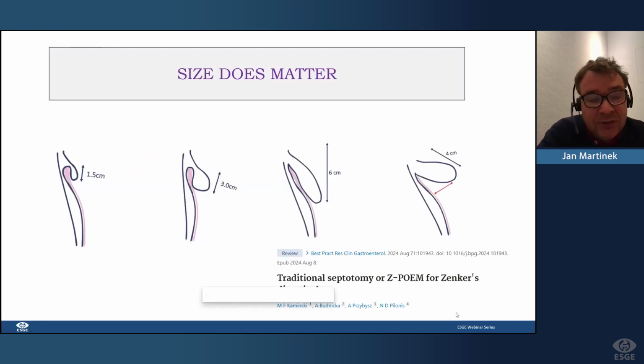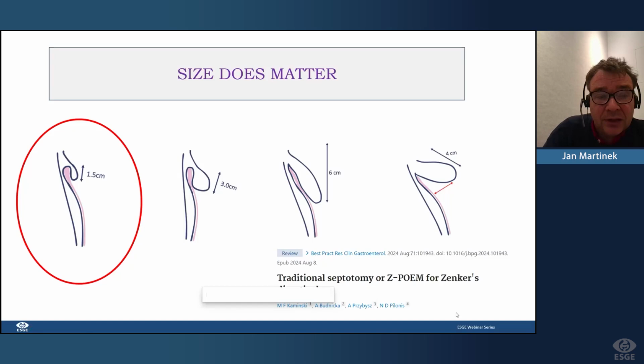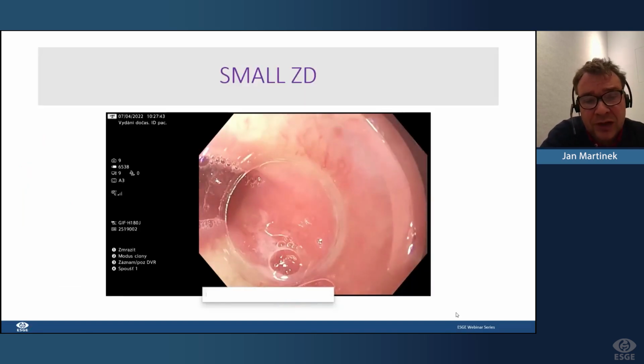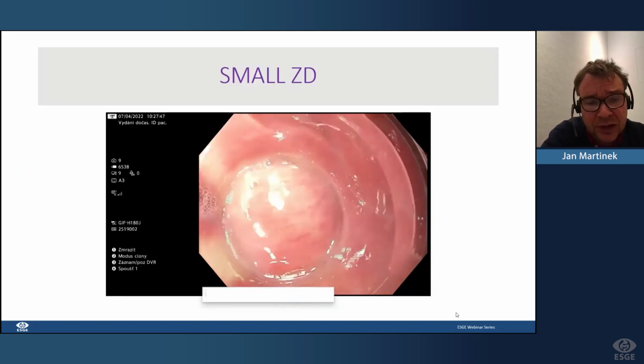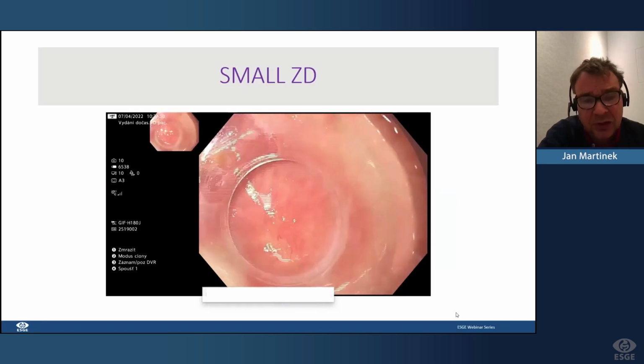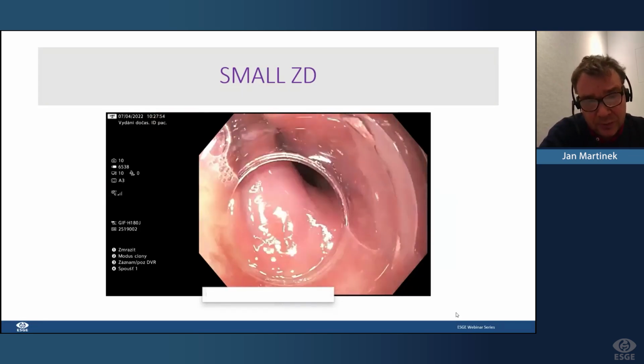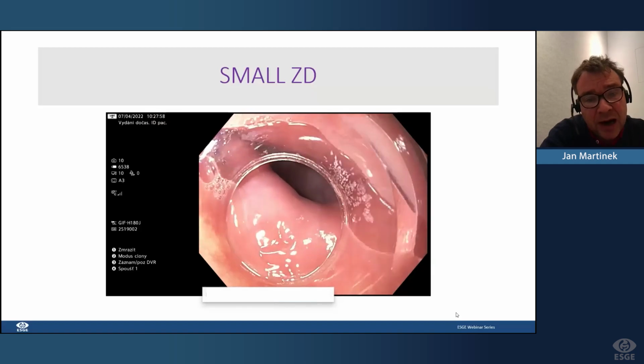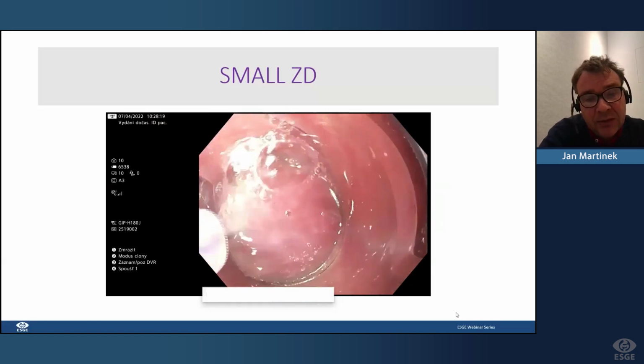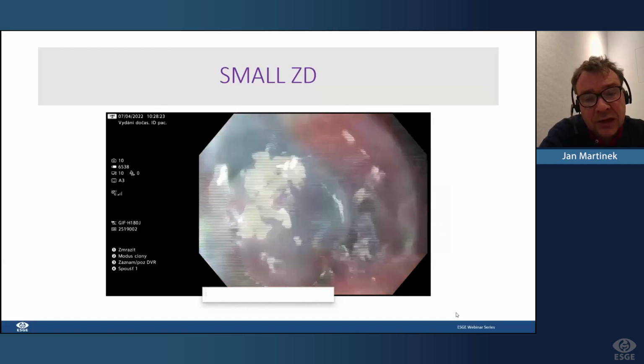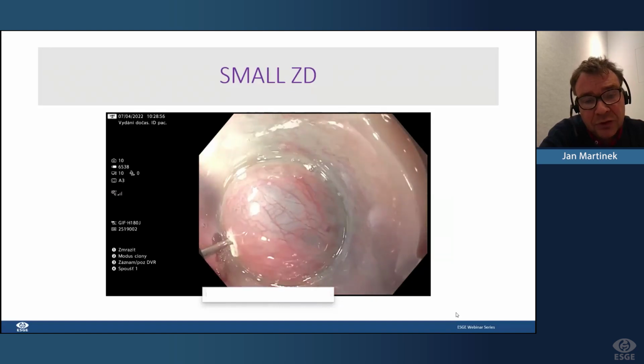What is important in my view is the size of the diverticulum, because we have a small diverticulum up to 2 centimeters, mid-sized diverticulum, and large diverticulum. And here you see the problem in a small diverticulum, because to perform traditional septotomy in a small diverticulum like here, which is less than 1 centimeter, it's almost impossible, or we can do only partial septotomy. And in my view, for small diverticulum, ZPOM is the method of first choice.